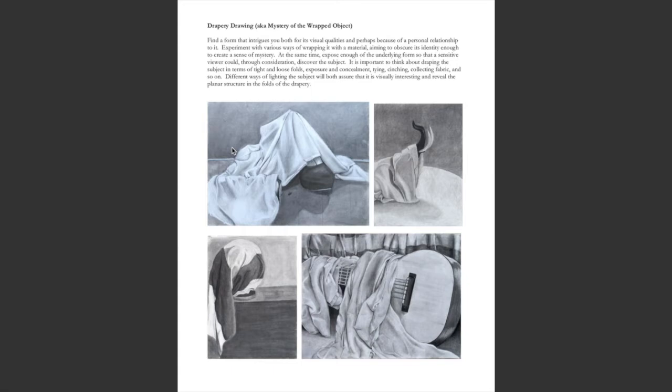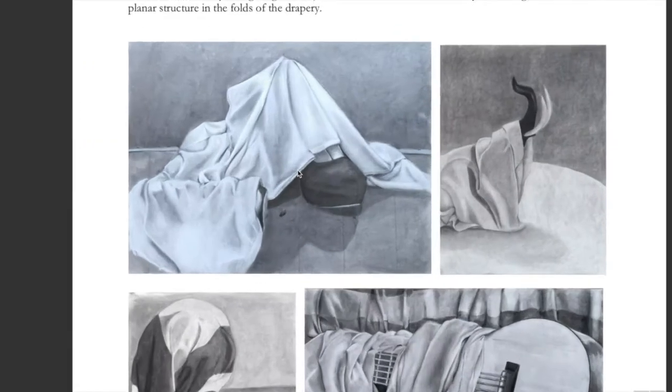In draping the object, you want to experiment with tying loose folds, cinching, collecting fabric, and so on. And when lighting it, you want to make sure that you create dramatic shadows so that they're easy to draw. And I explain how to do that in the instruction video. So here's some examples of student work.